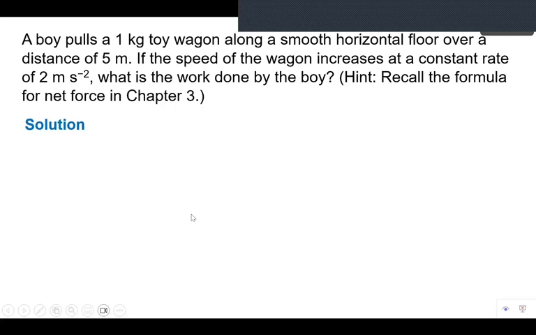So the best thing, the first step, is to always draw a sketch of what is happening in the question. And in your sketch, you should always label all the variables that are given in the question. So I am going to draw a sketch. My sketch will start like that.